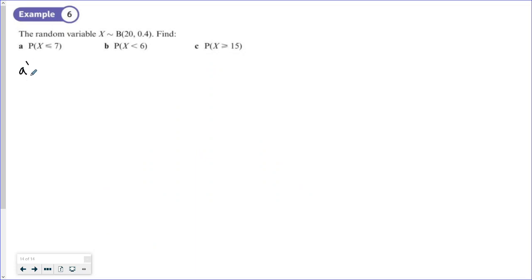So in part A, we're asked to find the probability of x being less than or equal to 7. If you were to say this in words, this would be the probability of having 7 successes or fewer. So sometimes I think it helps to draw a little diagram and work out what x values we want to include in this probability.